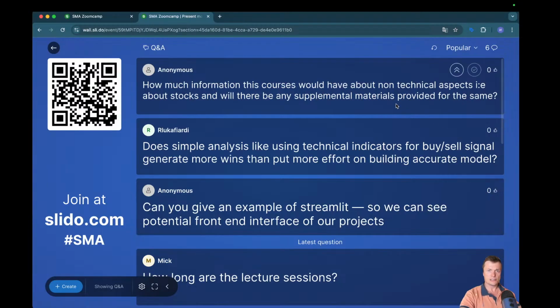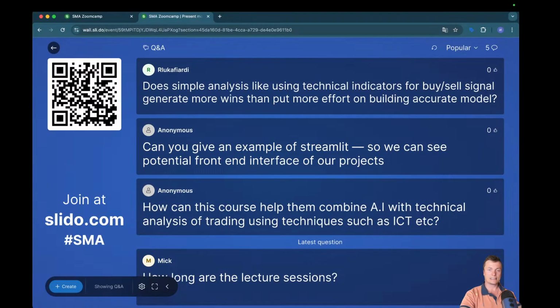How much information would these courses have about non-technical aspects? Not much. I try to add context to the home assignments and to the slides, so that you can click and read the articles, but not more than that.